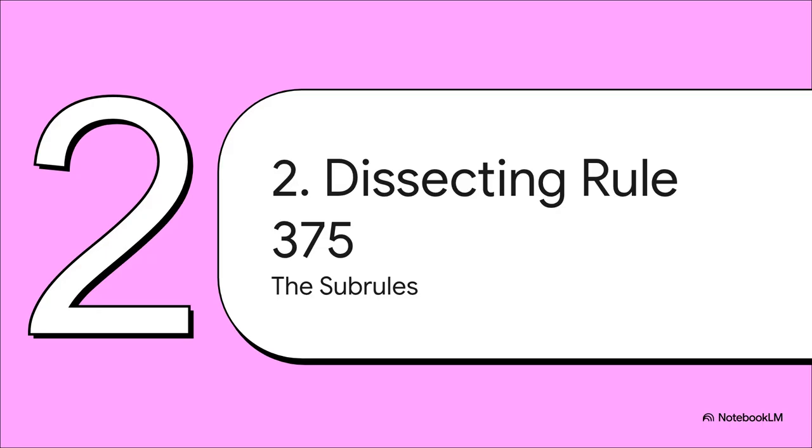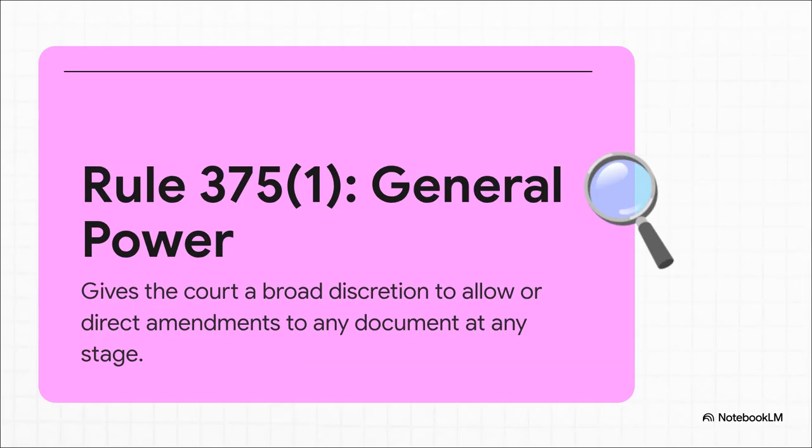Okay, let's get into the nitty-gritty. We're going to break down the specific sub-rules of Rule 375. You absolutely, 100% have to have these down cold for the exam. Your starting point, every single time, is Rule 375, Sub-Rule 1. Just burn that into your brain. Rule 375(1). This is the big one, the general catch-all power. You can think of it as the engine room for the whole rule, right? It gives the court that fundamental flexibility to allow or even direct amendments at any stage of a proceeding.